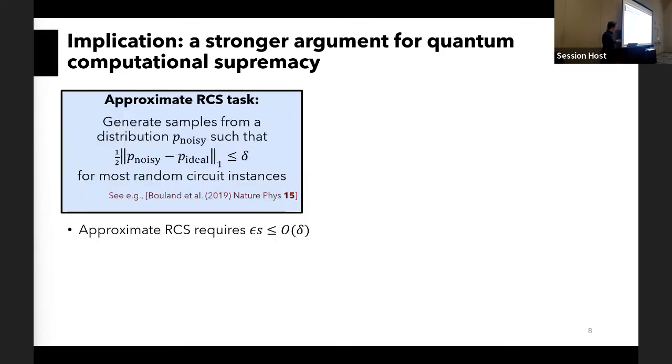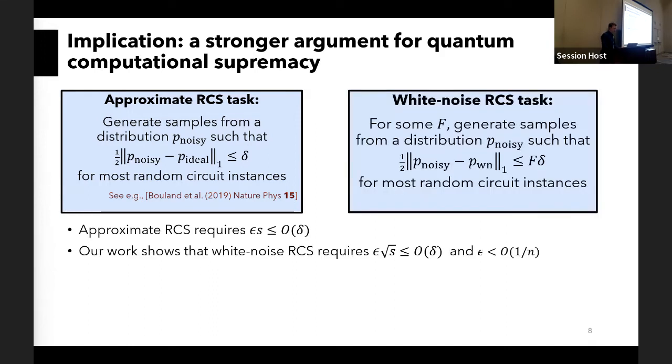And we start by looking at prior literature. Prior literature had examined this approximate RCS task, where the task is to sample from a distribution that's close to the ideal in total variation distance, right? This total variation distance should be less than or equal to delta. But as we previously explained, this requires epsilon times s to be a small number, which is not the case in actual devices we have today. So what we propose is a different task, which we call white noise RCS, which is to sample from a distribution that's close to the white noise distribution. And how close does it have to be? It has to be at most f times a small number close.